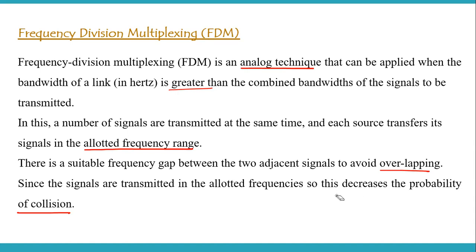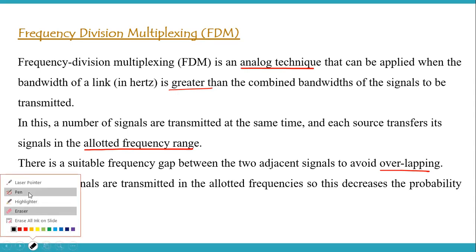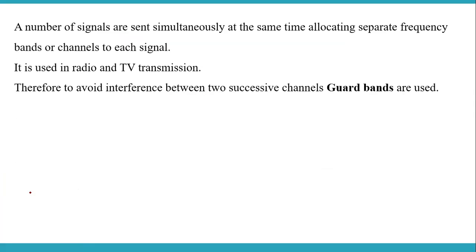This will decrease the probability of collision as well. Okay, so a number of signals are sent simultaneously at the same time, allocating separate frequency bands or channels to each signal. Means that each signal is having a separate frequency band.